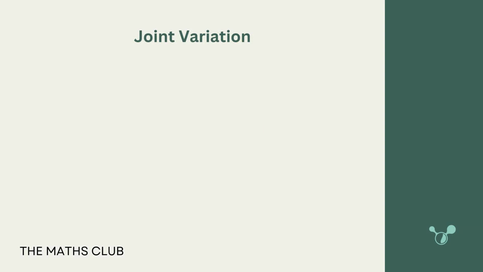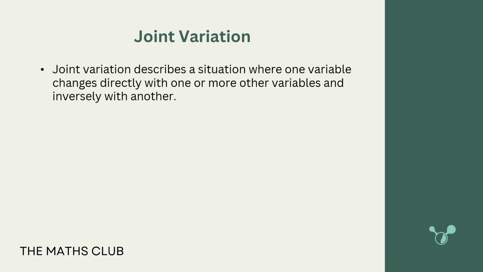We are in joint variation now. So when something is joint, you can see that one part is direct and the other part is inverse. So joint variation describes a situation where one variable changes directly with another variable, in this case it could be one or more other variables, and inversely with another.